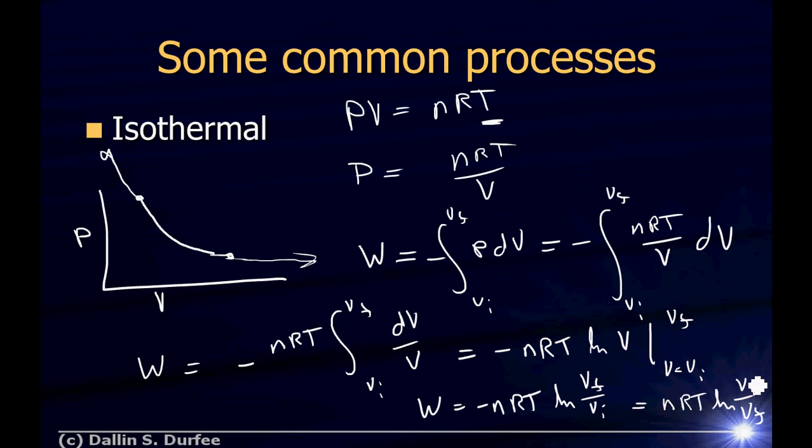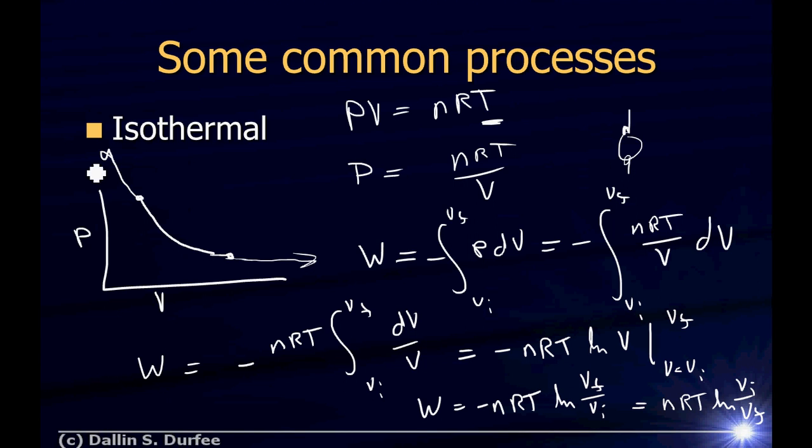If my final volume is bigger than my initial volume, I'm taking the natural log of something less than 1, and I'll get a negative work. If my final volume is smaller than my initial volume, I'm going to get positive work. So if I'm compressing the gas, making the gas smaller, that's doing positive work on the gas. All right? So there's the work for an isothermal process.